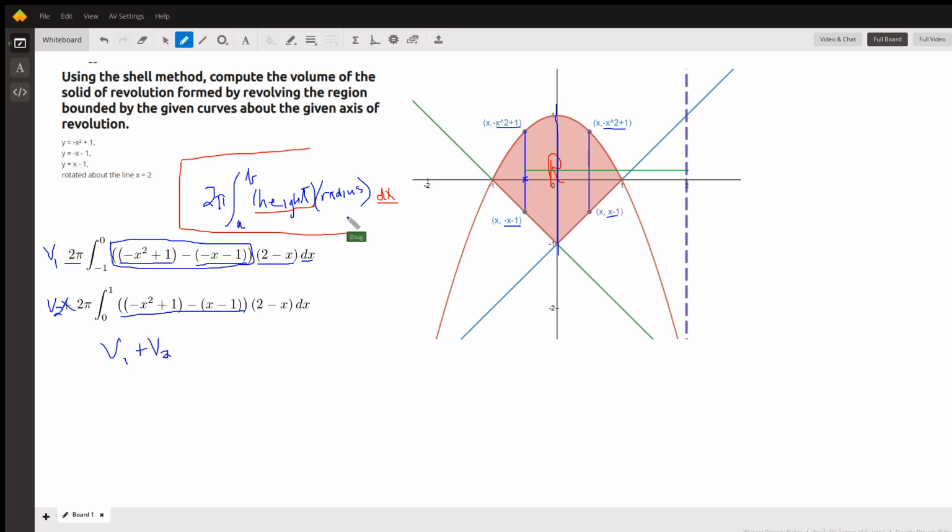and add them together. You'll have your answer. And by the way, the washer method would have worked, but it would have been quite a bit more complicated because we would have had to solve each of these equations for x and then gotten outer radius squared minus inner radius squared.